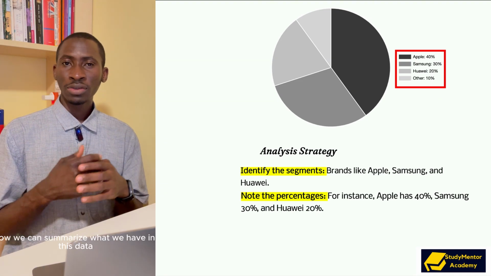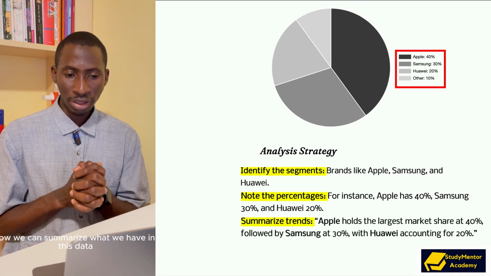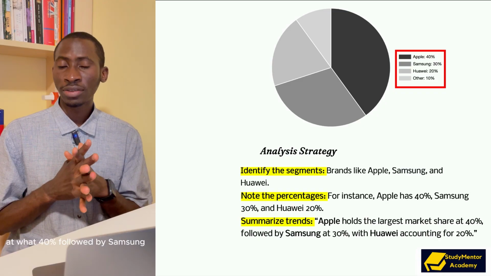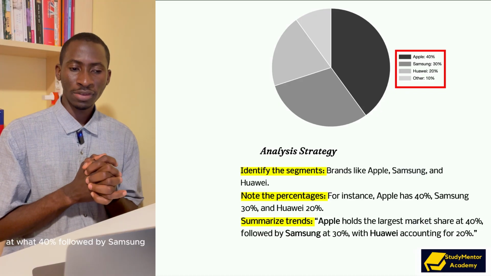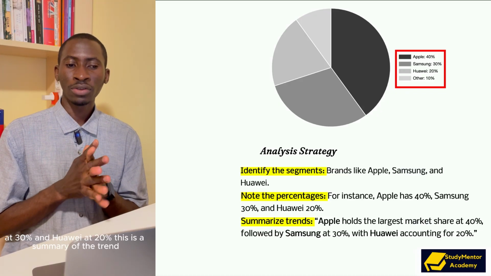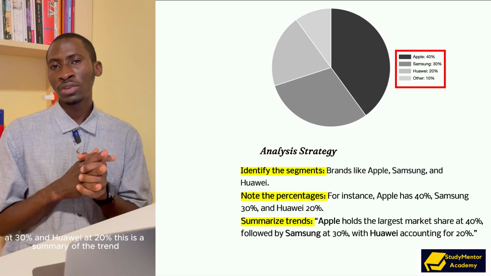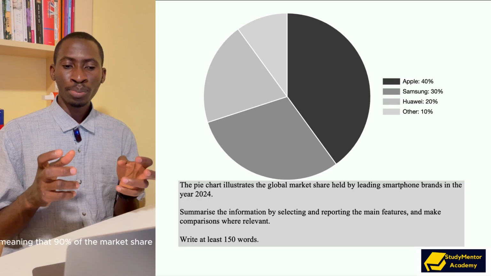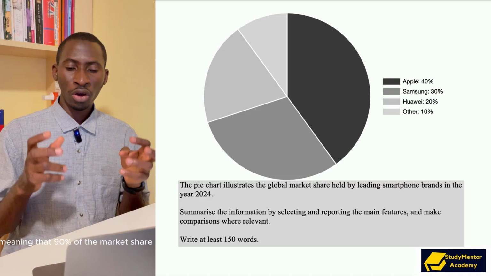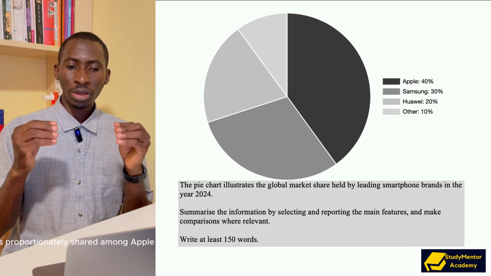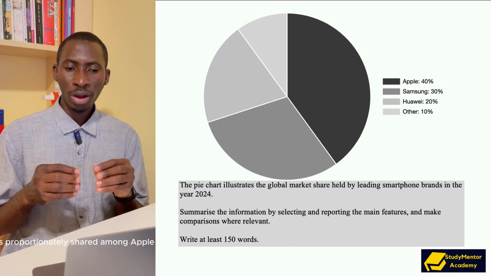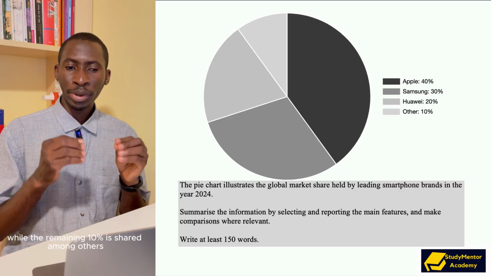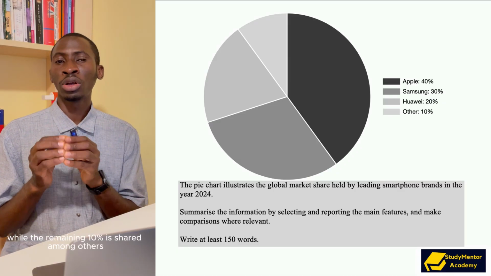Now we can summarize what we have in this data. We could say that Apple holds the largest market share at what? 40%, followed by Samsung at 30% and Huawei at 20%. This is a summary of the trend, meaning that 90% of the market share is proportionately shared among Apple, Samsung, and Huawei, while the remaining 10% is shared among others.